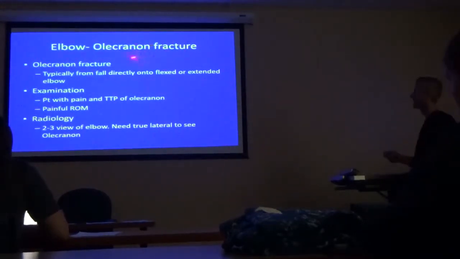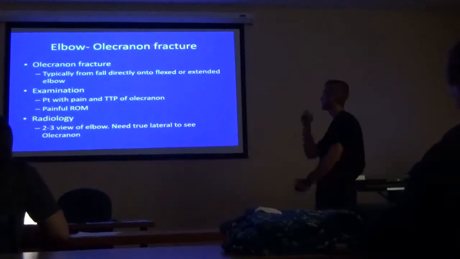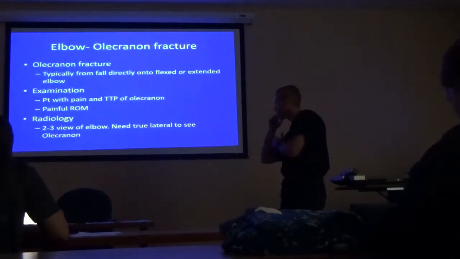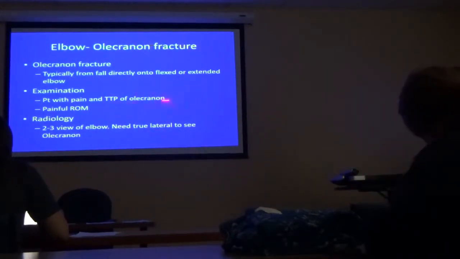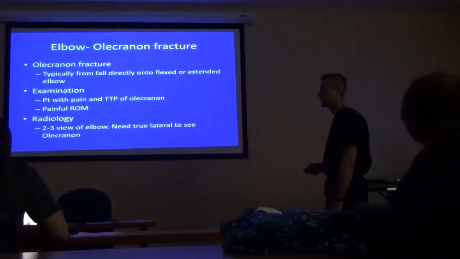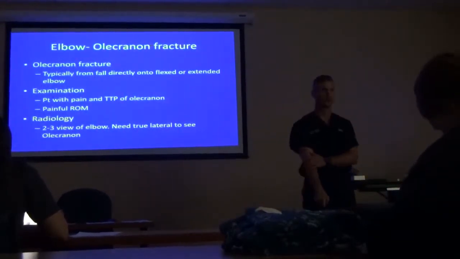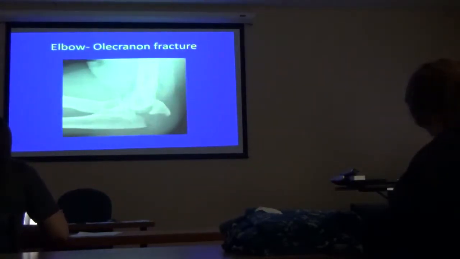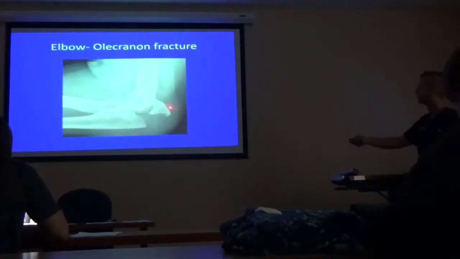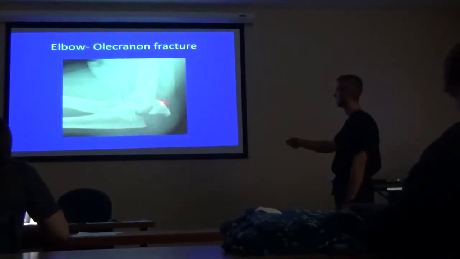Elbow, olecranon fractures. Olecranon typically from a fall directly onto a flexed or extended elbow. Pain, tenderness to palpation over the olecranon, and decreased range of motion. Get a 2 to 3 view of the elbow. You need a true lateral to see the olecranon because your AP and oblique views are going to be overlapped with your radius and ulna. So that looks pretty bad, right? Olecranon.